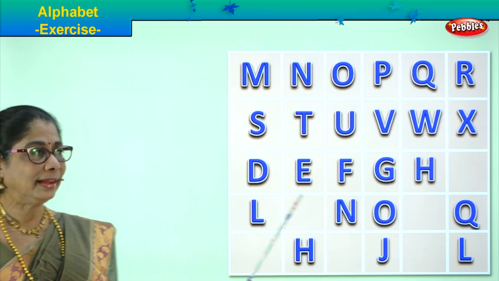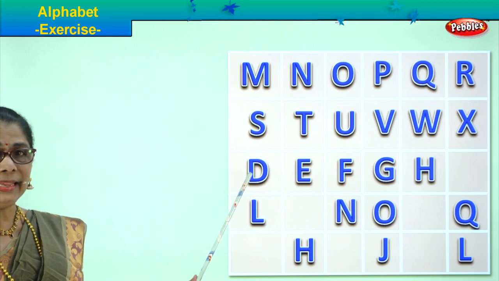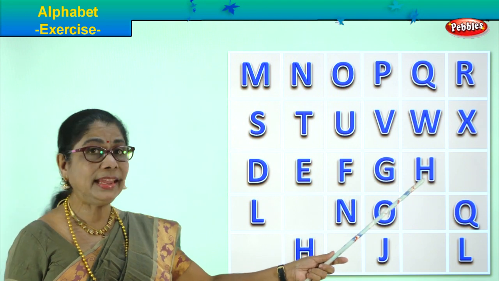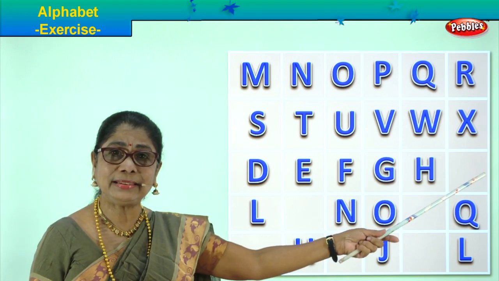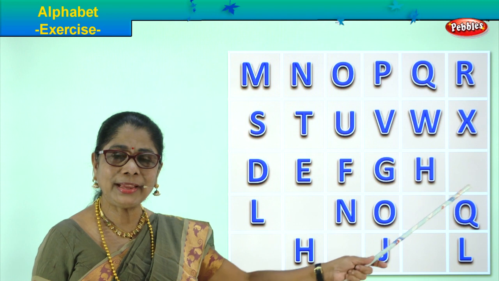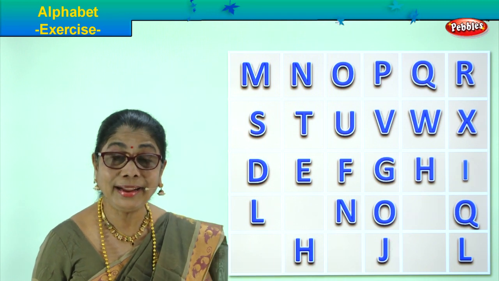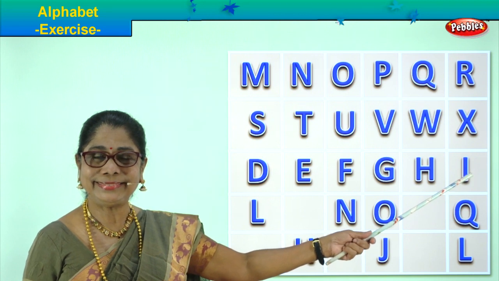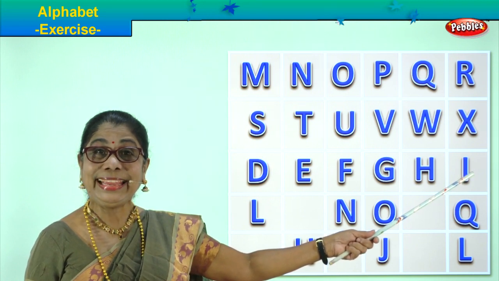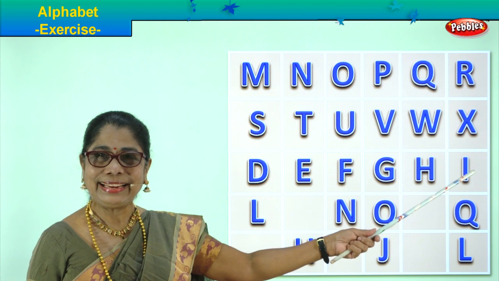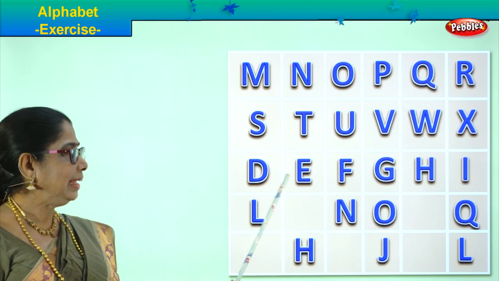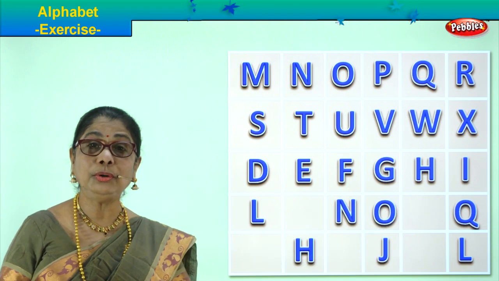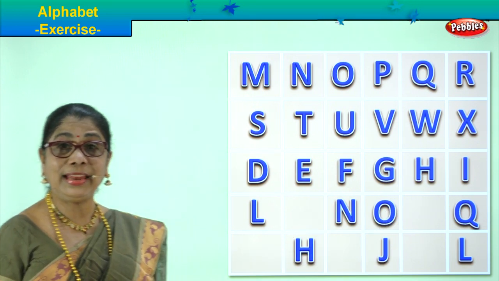Let's read the line and find the last letter. D, E, F, G, H. And what can be the next letter? After H? I. Very good. I. What's the sound of I? I. Ice cream. D, E, F, G, H, I. The third row also we have done correct filling up.